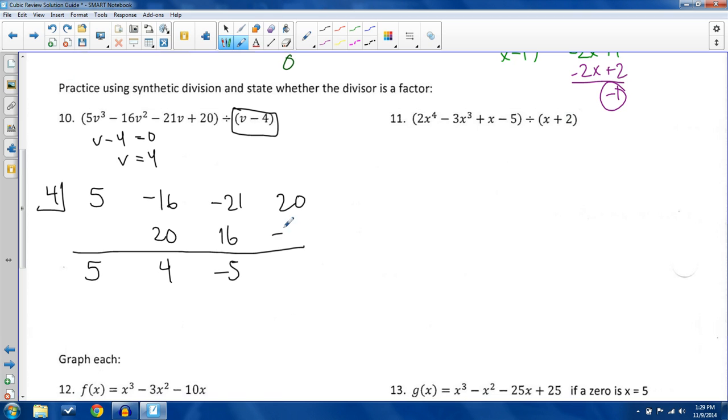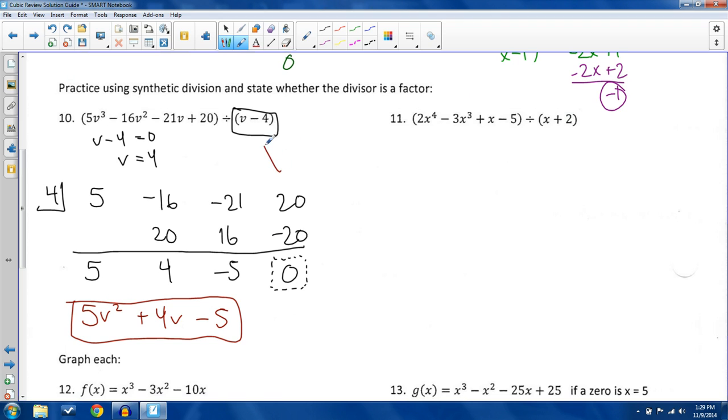But if you need to truly hear what's going on to say, what's the tie-in between this and long division, I'll get more explanations for my final chapter review. 0 is your remainder, negative 5 is your constant, 4 is your linear term, 5 is your quadratic term, meaning your coefficient. So your final answer here is 5v squared plus 4v minus 5. There's a 0 remainder, so that means that v minus 4 is a factor.